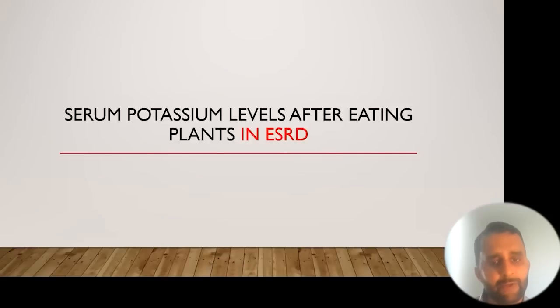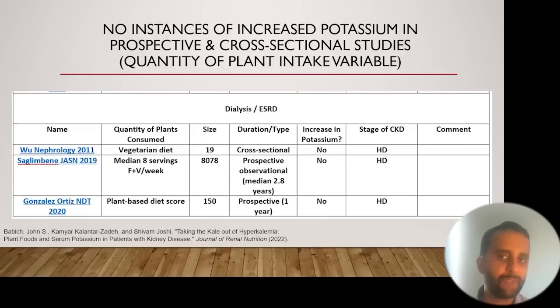And I get many questions on the issue of potassium in those on dialysis from dietitians and patients and healthcare providers. And the same thing can be found there as well. If you are on dialysis and are eating a plant-based diet, studies suggest that there is no increase in potassium level. And we have data from cross-sectional and prospective studies to support that. And as you can see here, these are studies that do not show an increase in potassium level.